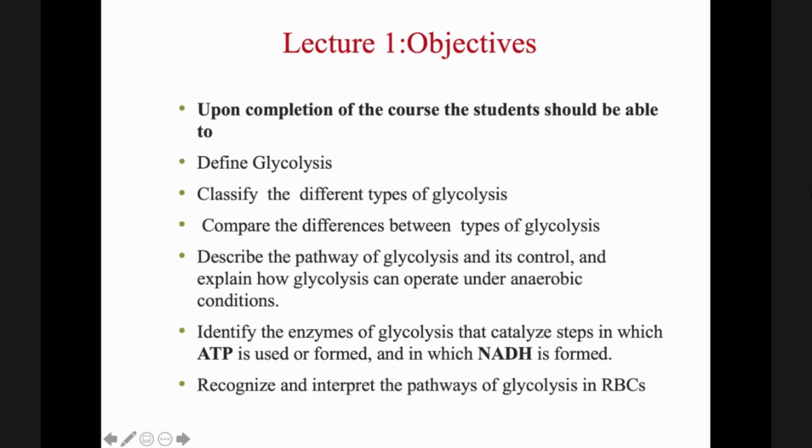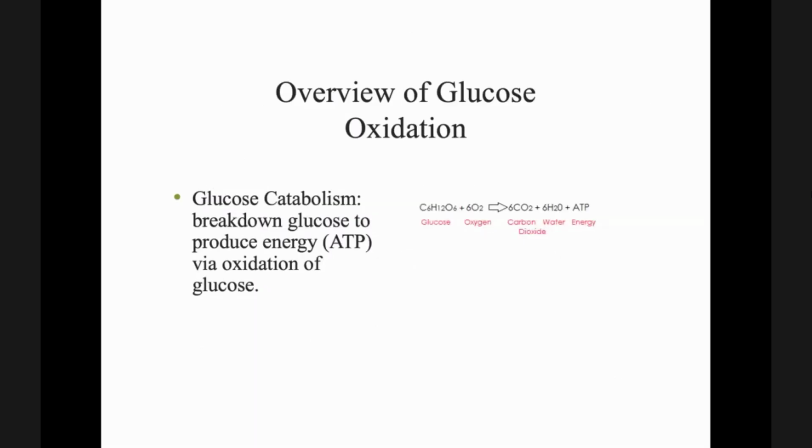And generally, if I ask you, what is glycolysis? What comes to your mind? The metabolism of glucose. So what do we mean by metabolism of glucose? The breakdown. If we divide the word glycolysis: glucose, lysis, or breakdown. An overview of glycolysis: glycolysis is the breakdown of glucose to produce energy, ATP, via oxidation of glucose.